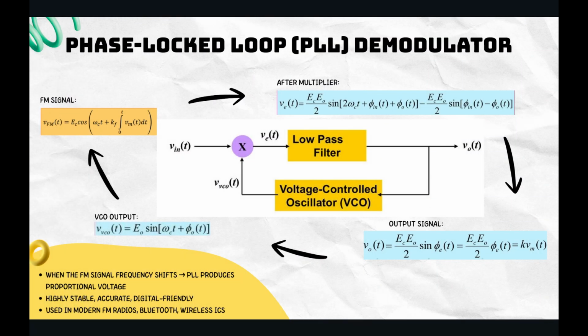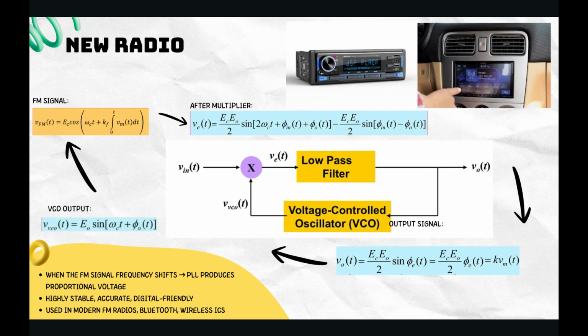The second method is the phase lock loop, or PLL, which is mainly used in modern radios and car radios nowadays. PLL works by locking onto the instantaneous phase of the FM signal. When the signal's frequency changes, the PLL produces a corresponding voltage, which directly represents the message. That's why they are highly stable, accurate, and widely used. Also, they work well even with weak or noisy signals.